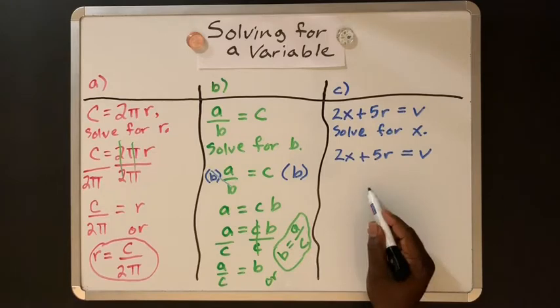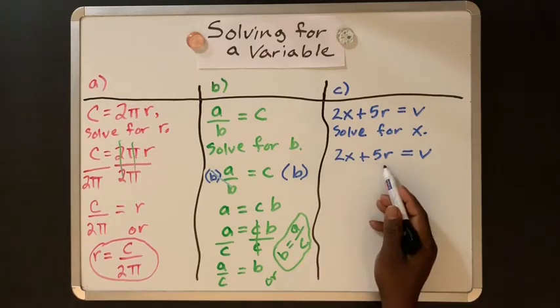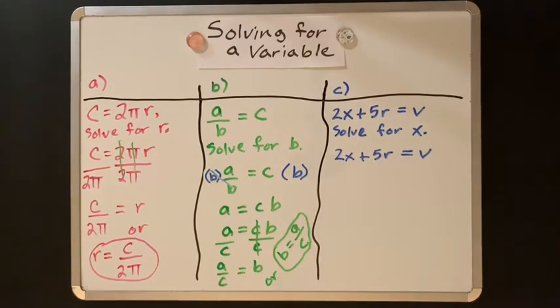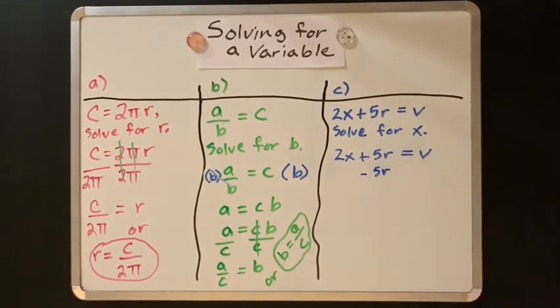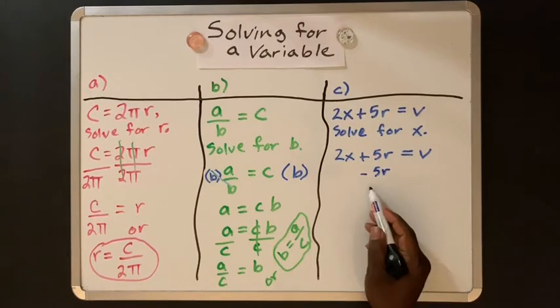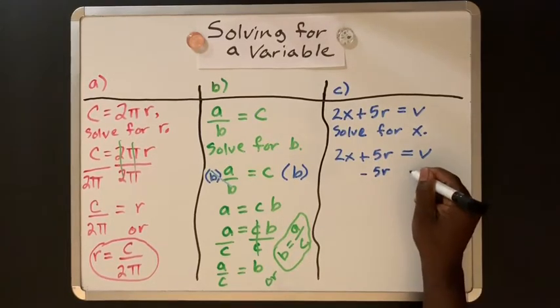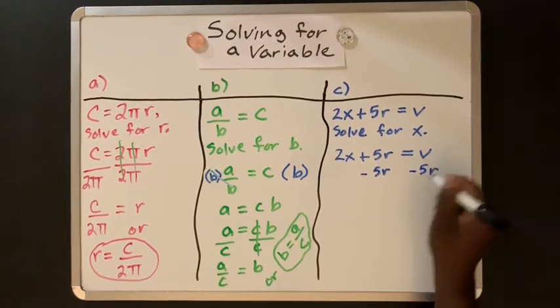So what's the opposite of adding 5 times r to 2 times x? You subtract 5 times r. And whatever you do to one side of the equation, you do to the other. So that's minus 5 times r.